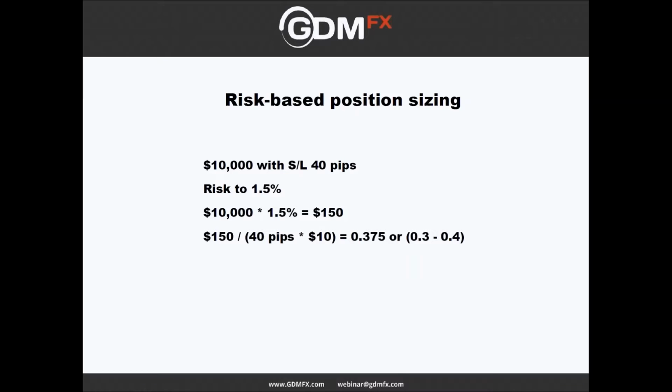The main idea, ladies and gentlemen, with risk-based position sizing is to limit the potential loss to some fraction of the account balance based on that stop loss. For example, the one that you see in front of you: you have an account balance of $10,000, and your stop loss is 40 pips, and you want to risk no more than 1.5% on your next trade, which is, let's take the same example of the Euro USD.